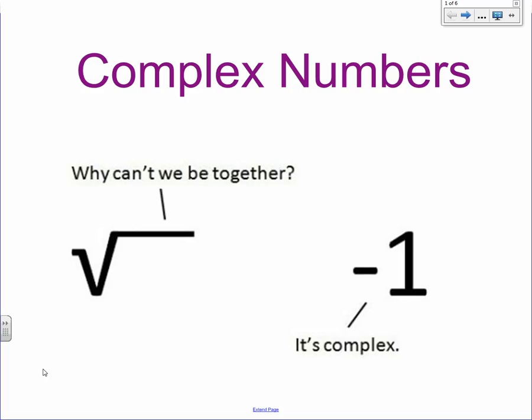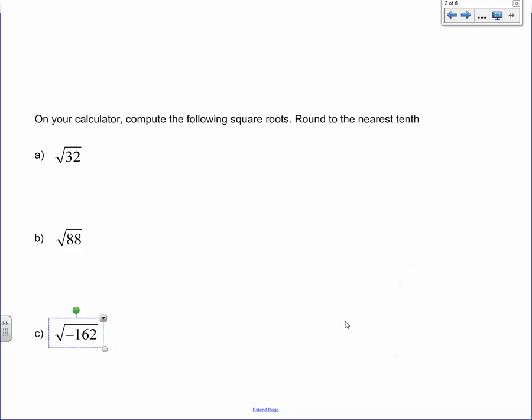Mr. Miller here. What we're going to look at in this video is complex numbers and how we deal with them when trying to simplify square roots. So what I'd like to do is have you start with just computing some square roots on your calculator. Let's take a look at the square root of 32. Punch 32 in your calculator, hit the square root button. What do you get? What's popping up?